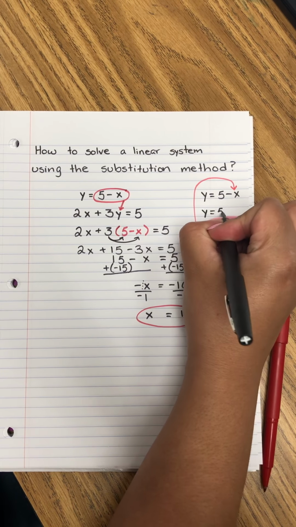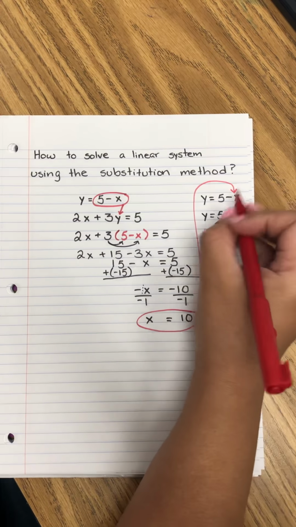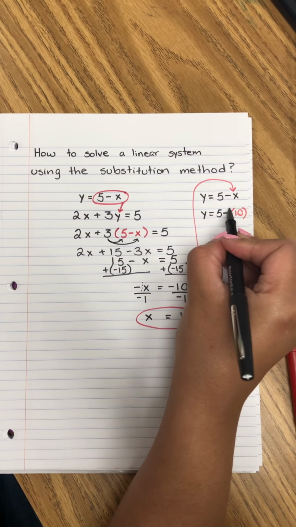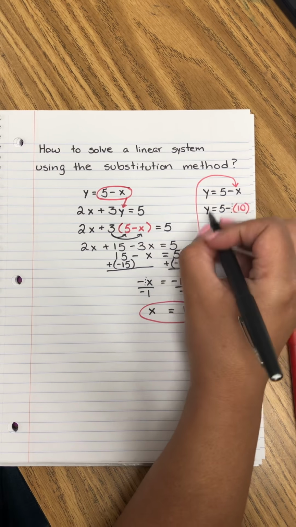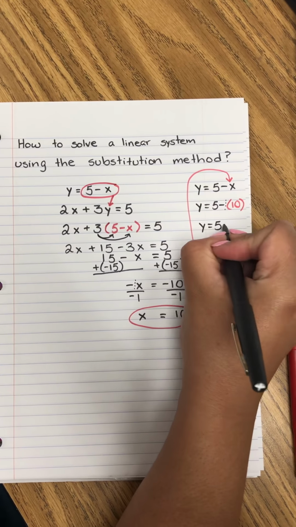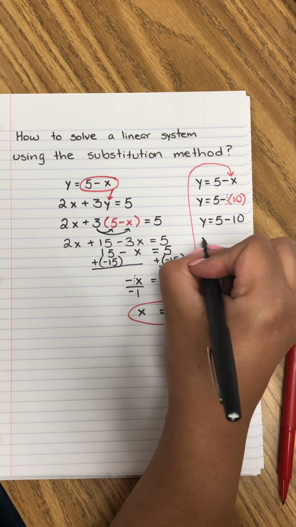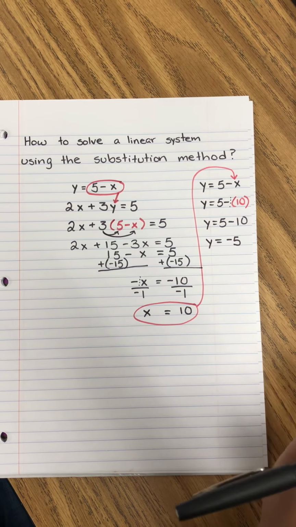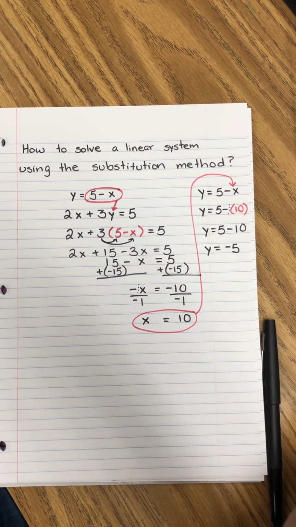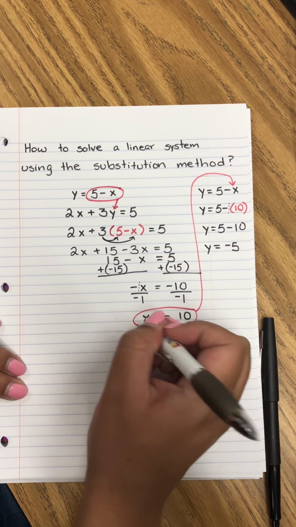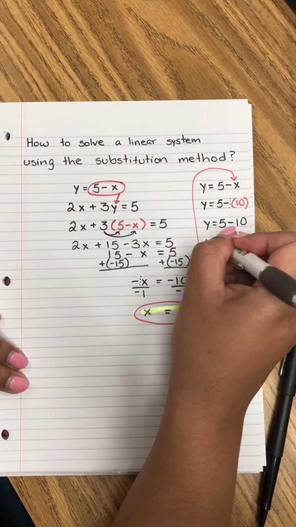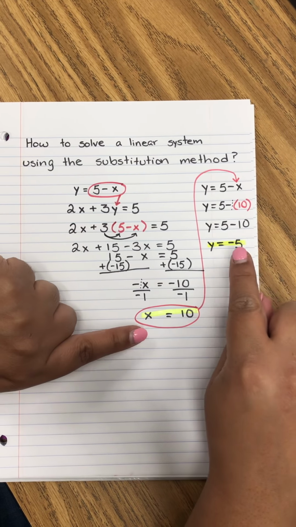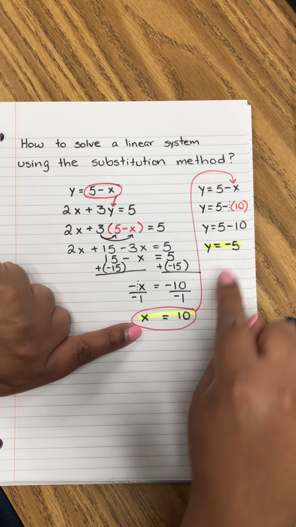Y equals 5 minus 10. So a negative invisible 1 times 10 gives me negative 10. So 5 minus 10 now becomes negative 5. So now I have a value for x, which is 10, and a value for y, which is negative 5. If I was graphing this, that would mean that the lines would intersect at 10, negative 5.